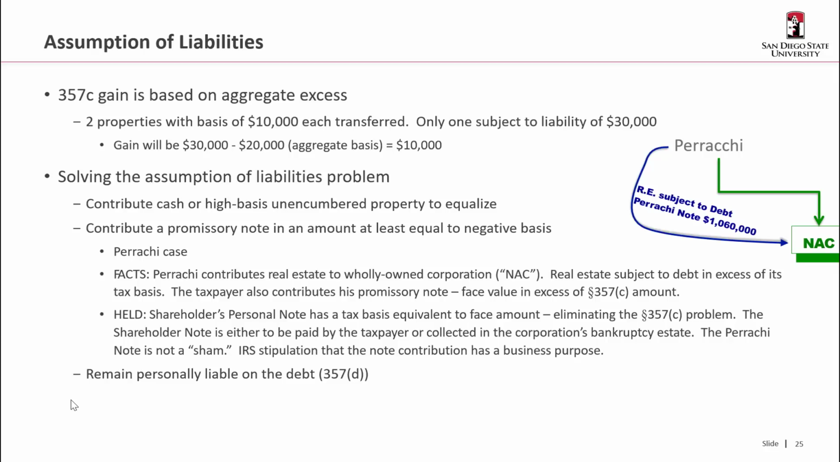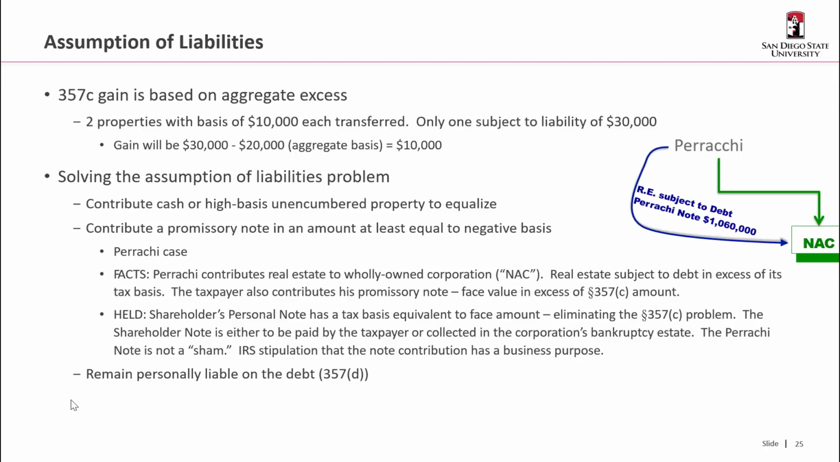So there's this other way that was developed by a guy named Parachi, and he contributed a note. And he said the face amount of the note is at least equal to whatever the negative basis is, right? So in this case, the real estate was subject to debt, and it was a big debt. So he accompanied the property with a note for over $1 million, $1,060,000. So Parachi contributes real estate to a wholly owned corp. The real estate is subject to debt that was in excess of his basis. So he also contributes a promissory note.